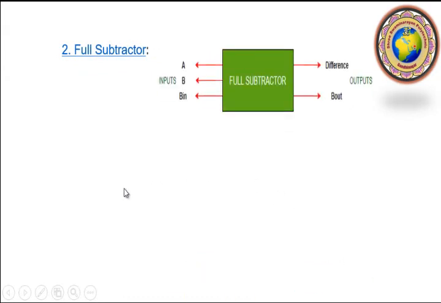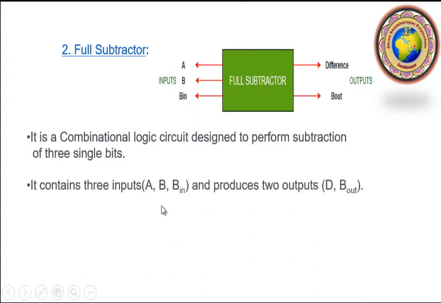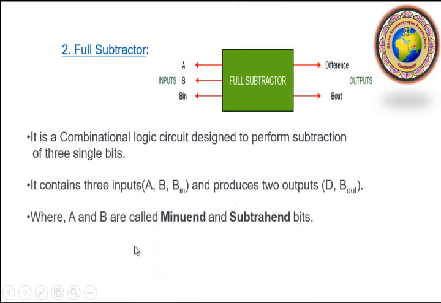Now our next topic is the full subtractor. The full subtractor has 3 inputs instead of 2: A, B and a borrow in, and the outputs are difference and B out as before. It is a combinational logic circuit designed to perform the subtraction of 3 single bits, A, B and B in, producing 2 outputs, difference and B out. A and B are called the minuend and the subtrahend bits, B in is the borrow in and B out is the borrow out.